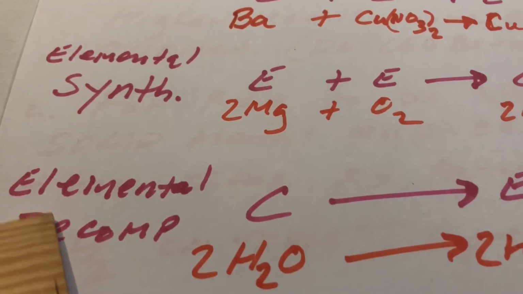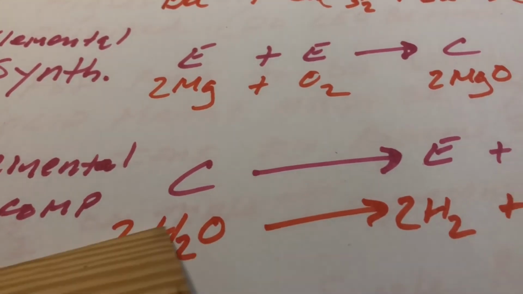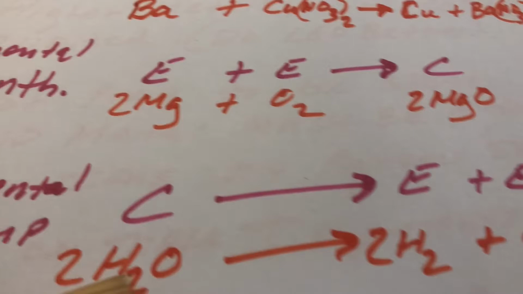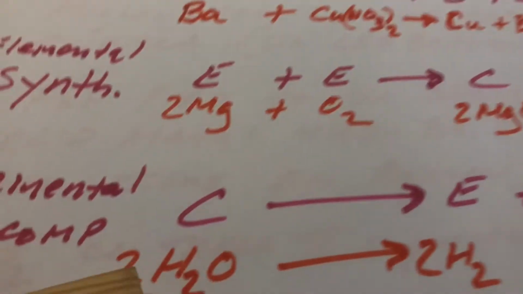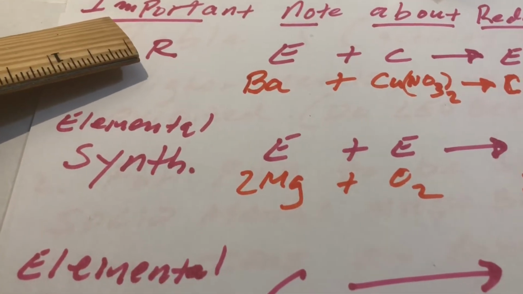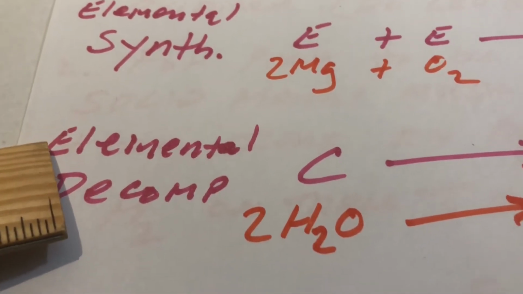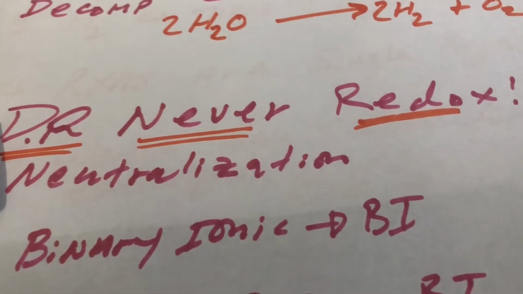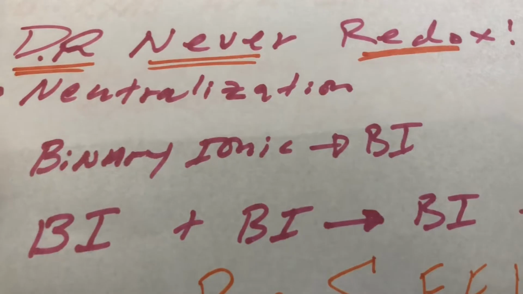The same thing goes for elemental decomposition, which is basically the reverse of elemental synthesis. You have a compound forming only elements. The elements on this side will be 0, but the ones on this side are not 0. H is +1 and O is -2, so your numbers will be changing. So single replacement reactions, elemental synthesis reactions, and elemental decomposition reactions will always be redox. And we talked about this before: DR, double replacement reactions, are never ever redox. For example, the neutralization reactions and binary ionic reaction with binary ionic.